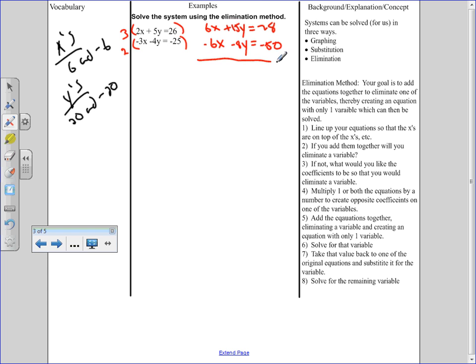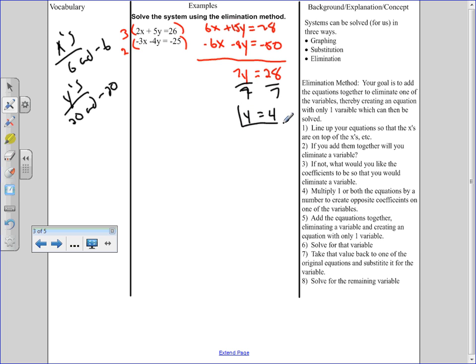Now I'm ready to add them together. And guess what? I eliminate the x's. Perfect. I wanted to eliminate a variable. Now I have 7y equals 28. And hopefully some of you can see that that's going to work out nicely for us, because when we divide both sides by 7, you get y equals 4.